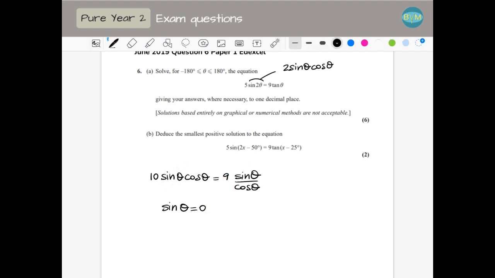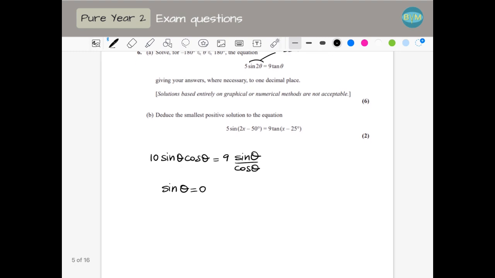So this is 1. And the other option is that 10 cos theta, once you have cancelled, is 9 divided by cos. Which means if I multiply by cos, I have 10 cos squared theta is 9, which means cos theta is going to be plus or minus the square root of 9 over 10.